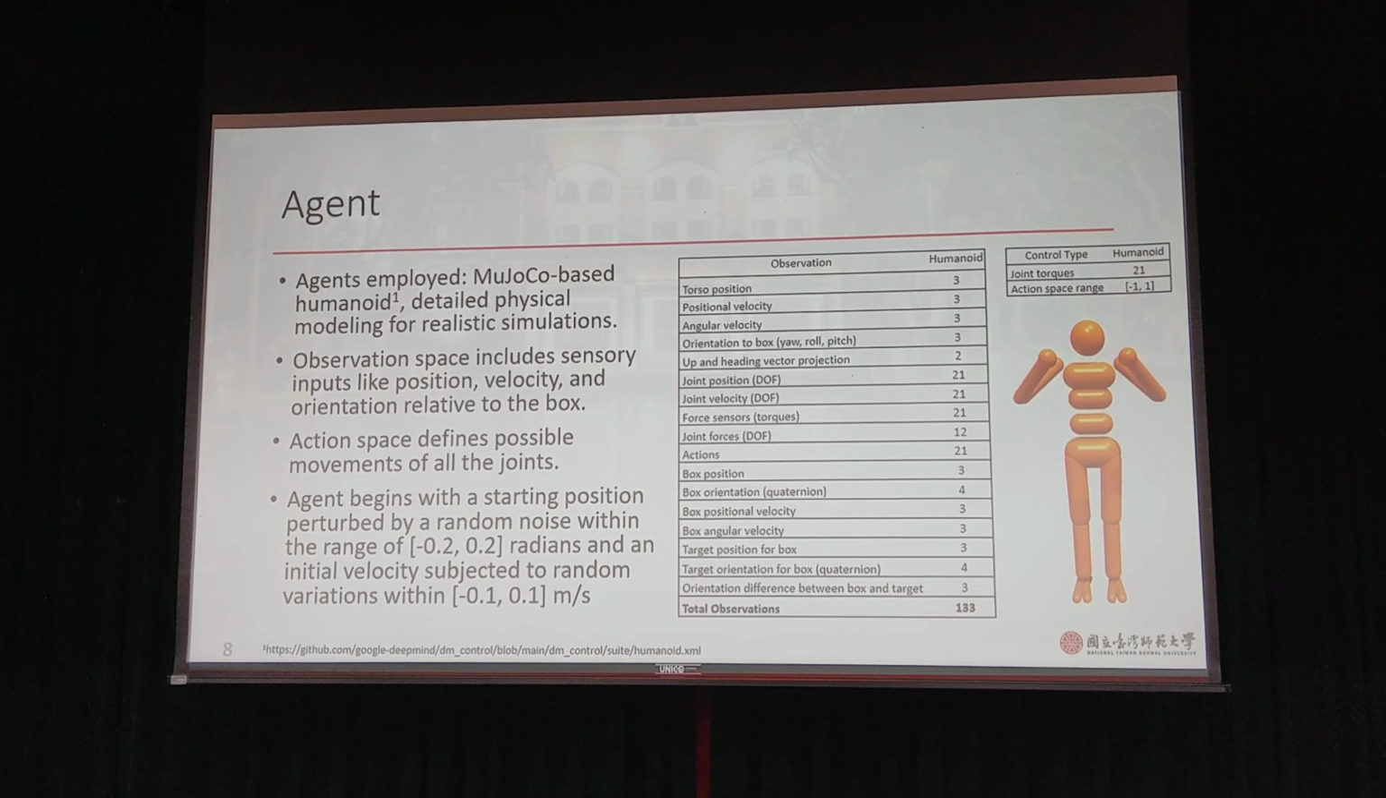And then the agent. In this slide, we delve into our agents powered by the Modular Physics engine with Octa Humanoid. Their design is critical as it directly impacts their interaction within our simulation box. The agent's observation space is tailored to include a wide range of sensory inputs. This isn't just limited to their position or velocity, but also their orientation in relation to the box they're tasked with manipulating. It's all about giving them a rich perception of their environment.